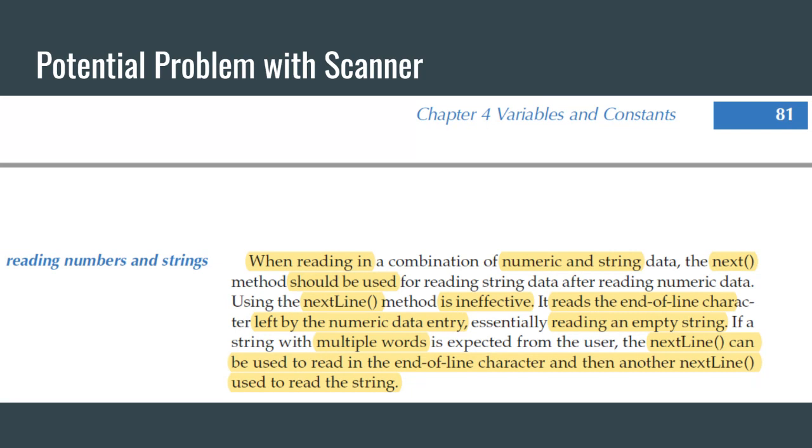It reads the end of line character, which is basically the enter key and has a code, and that gets left over after you get a numeric data entry. It's not a problem if you keep getting more numbers and more numbers. But if you switch to nextLine, it waits for the enter key to be pressed and gets all the characters before that and gives that back to you as a string. So that's the cause of the problem.